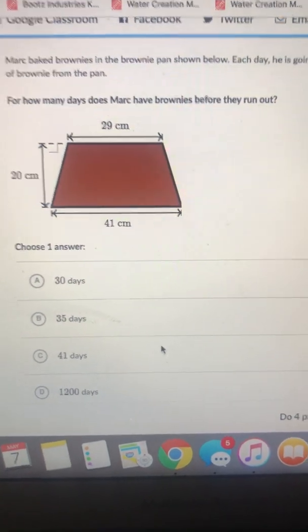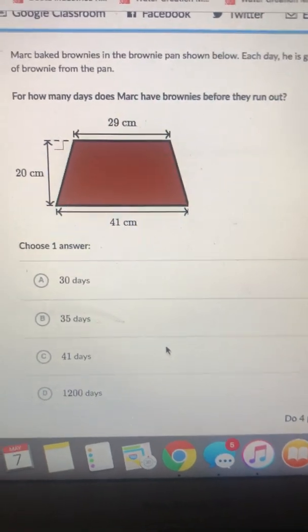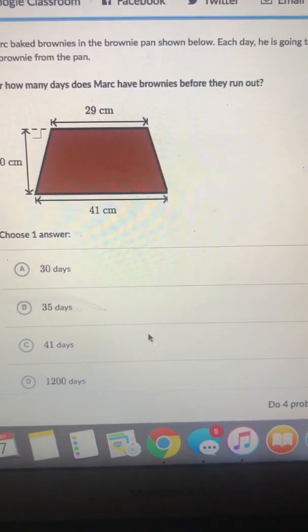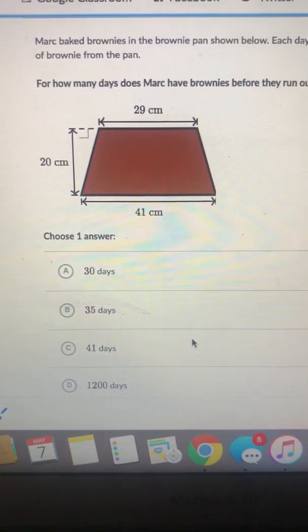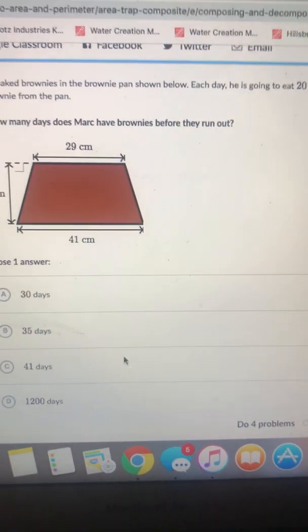Okay, so this one is the area challenge one. I'm just going to use the first one that pops up on my computer. They do the questions in different orders, so this might not be your first one, but I'm going to use it as an example, okay?